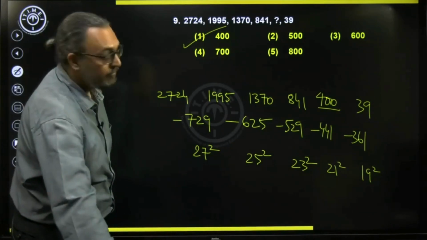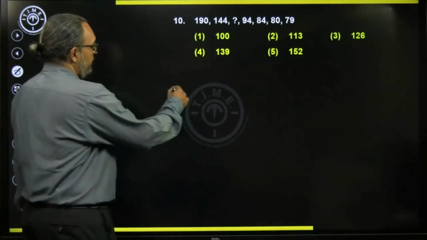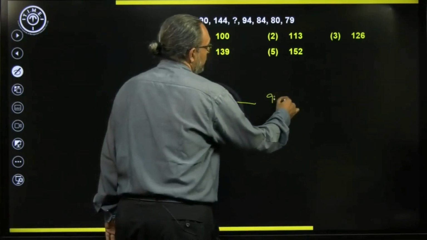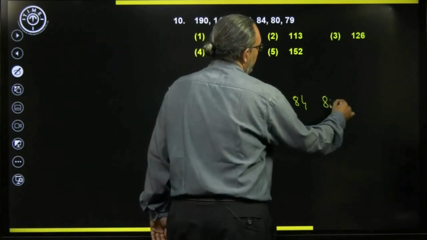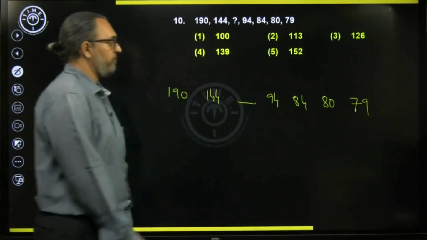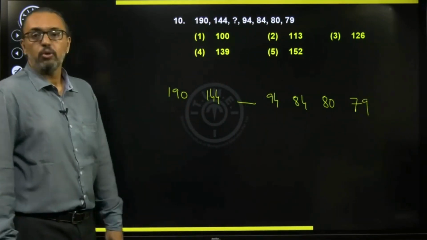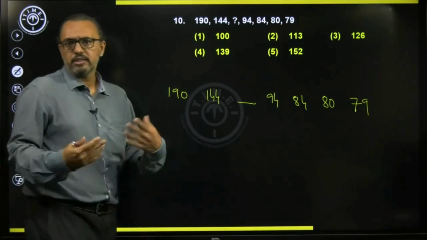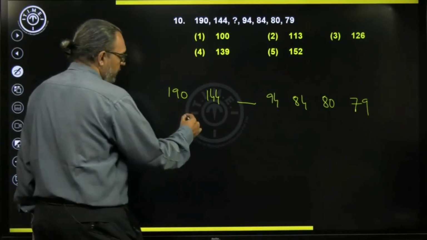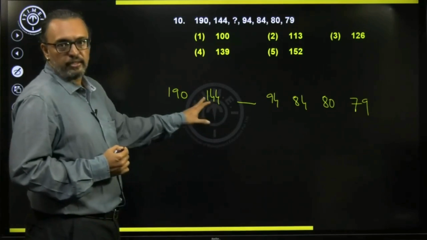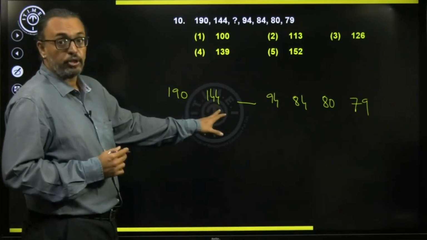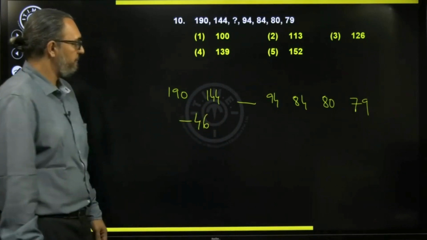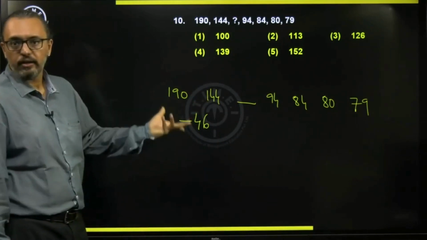Right. Then next we have 190, 144, blank, 94, 84, 80, 79. Right. So now here let's see what is happening here. So from 190 to 144. So this is decreasing. Because it is decreasing, let us take subtraction. So here if it was 150, then you will have 40. So this is 144. So another 6 more reduction. So it is going to be 46. So that 144 and 46 when you add gives you 190.